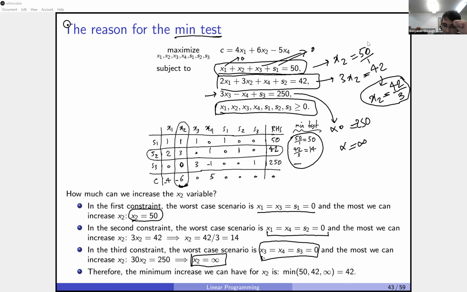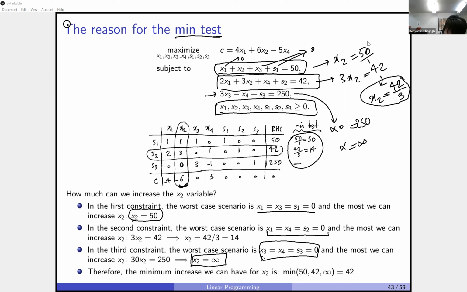So I'm finding out what is the most that I can increase x2, which I chose in the pivot column. What is the most that I can increase that pivot variable to get the most increase in the cost function, in the objective function? This is what we are doing in the min test.